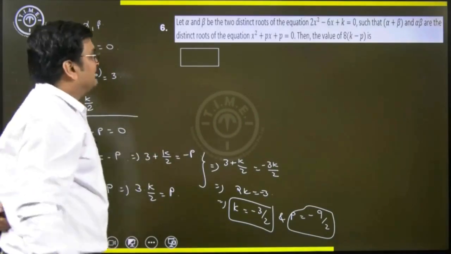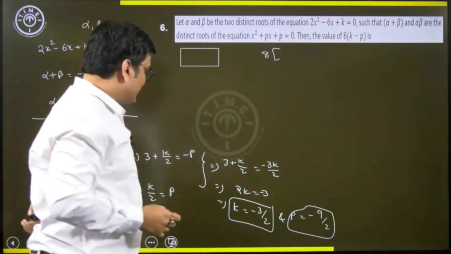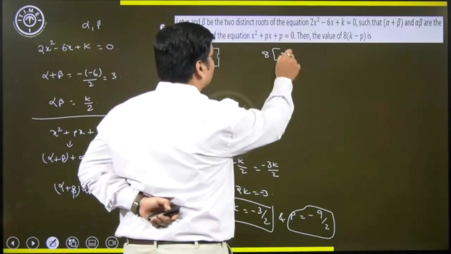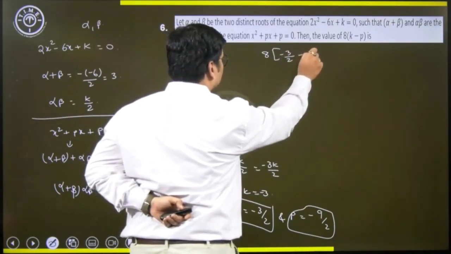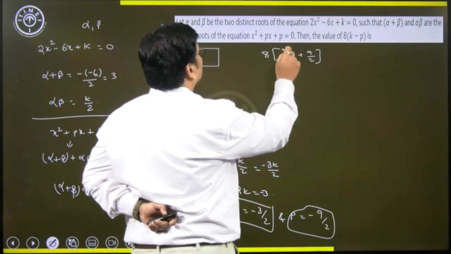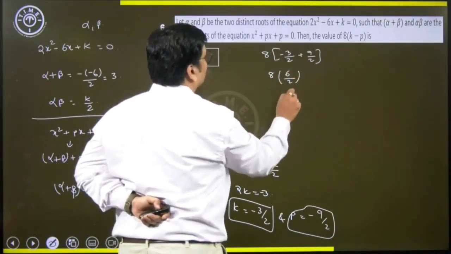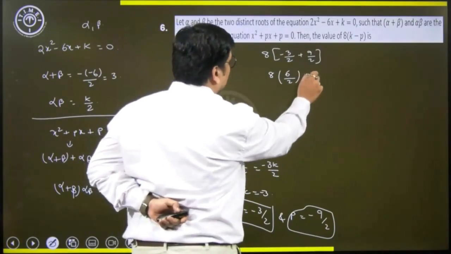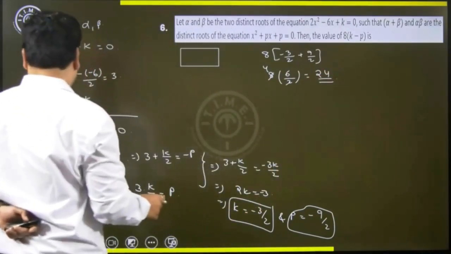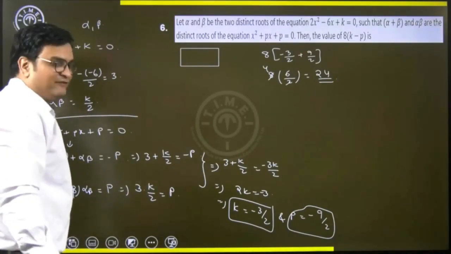So once you know p and k, what is he asking us? 8 into k minus p. So 8 into k minus p, when you try to figure that out, k minus p will become plus. So this will be how much? 8 into 6 by 2, which is going to be 24 here. Okay. So 8 into k minus p, we are getting the value as 24.